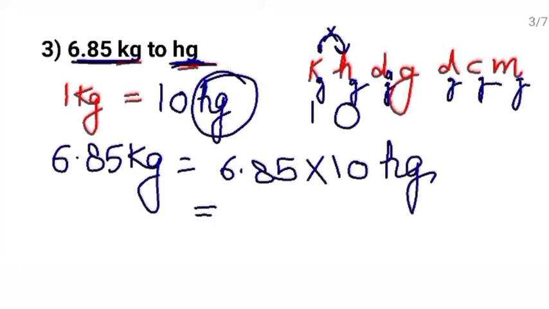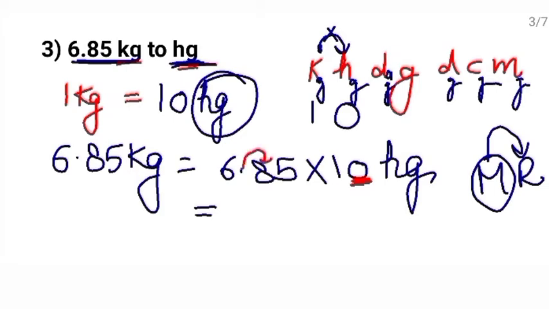You are multiplying by the power of 10. So according to Mr. DL, multiply में क्या करते हैं? You will shift decimal to the right place. कितने places right में shift करेंगे? One place, because you have only 1 0 here. So your decimal will shift to this place now. It will become 68.5 hectogram. Clear?